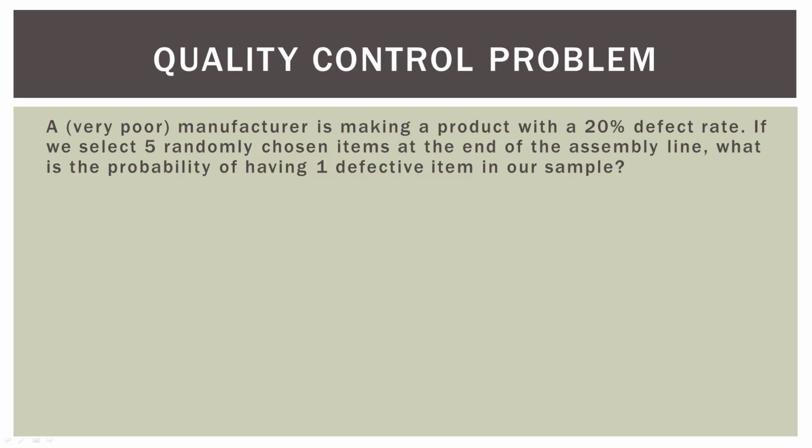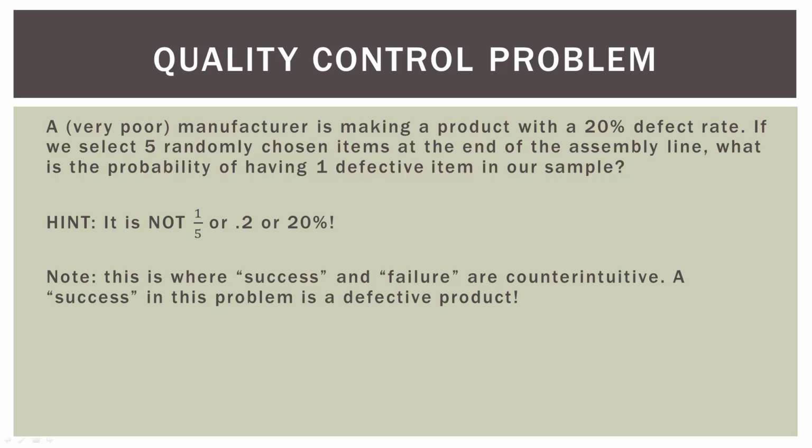So, when I run this type of problem past my students at first, they blurt out with an answer. They say, well, let's see, 1 out of 5 is 20%, so the probability is 20%. I'm like, no, it's not. It is not 1/5 or 0.2 or 20%. Because remember, each time we take something off the end of the assembly line, that is an individual trial. It's either defective or it's not. Then we take a second item. It's either defective or it's not. Then we take a third item. It's either defective or it's not. All the way up to our 5 items.